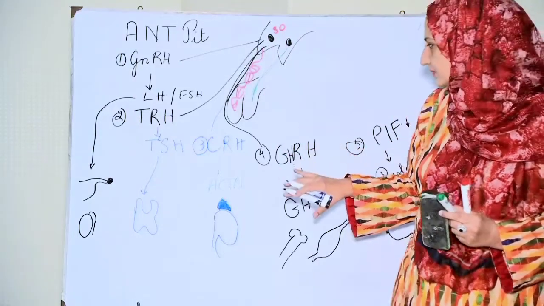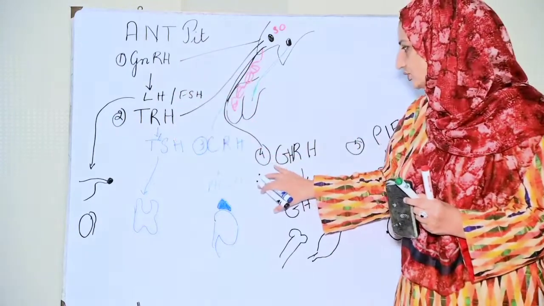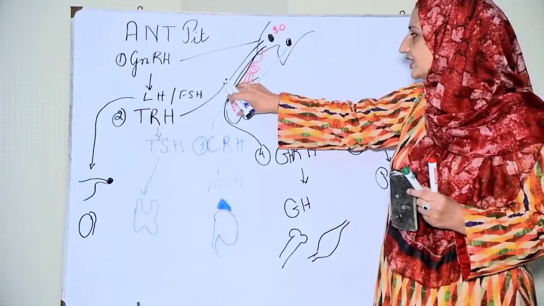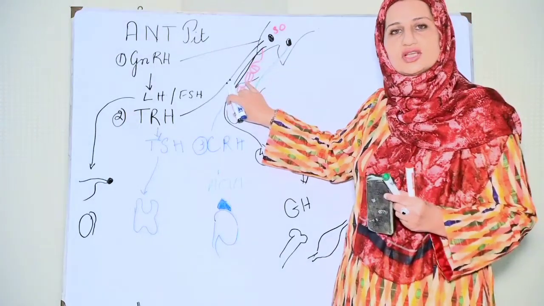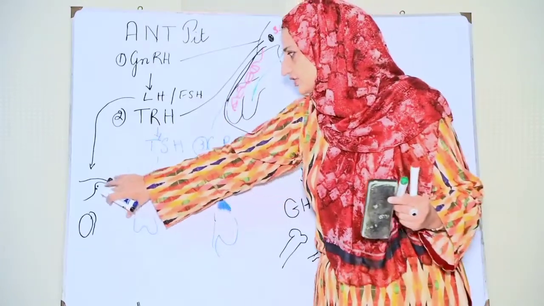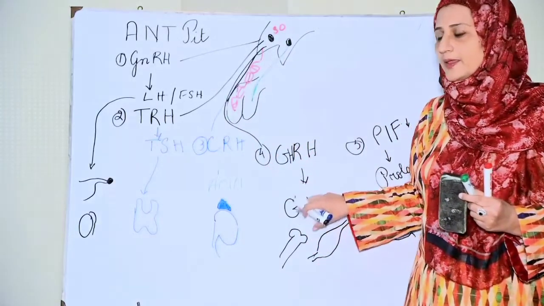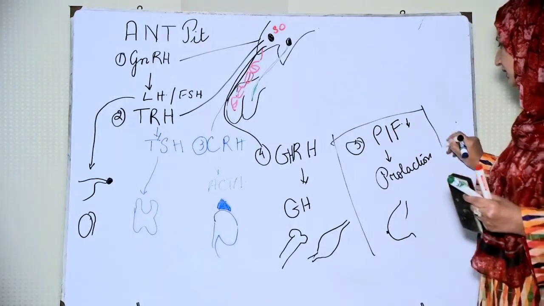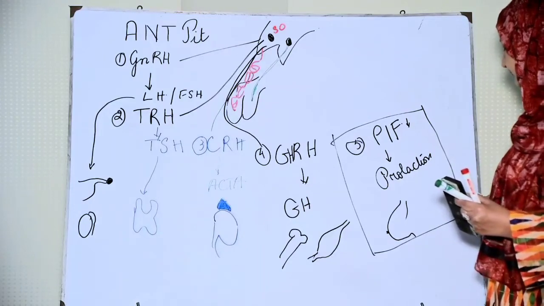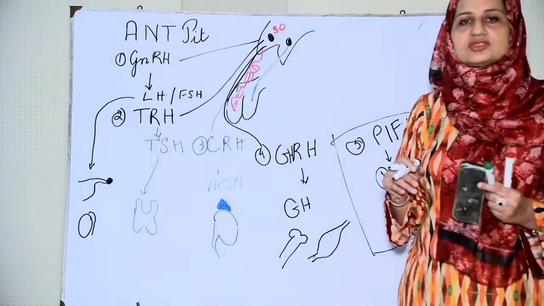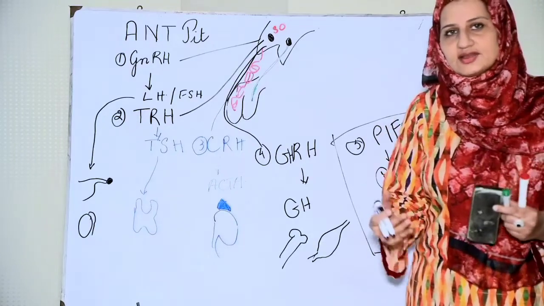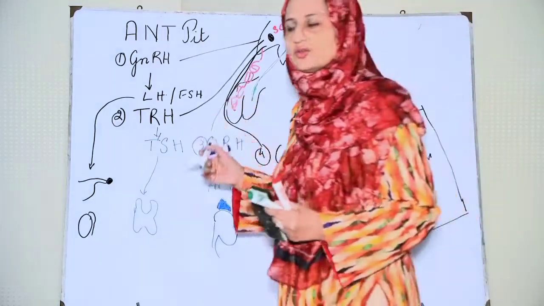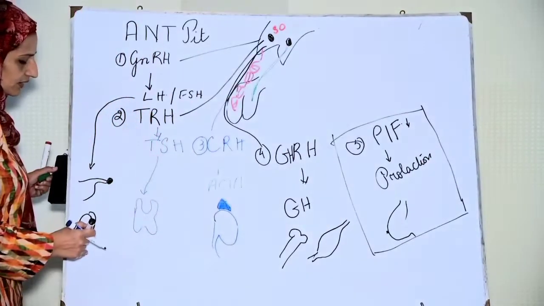Please remember, the first four I have talked about are trophic hormones. Trophic means they are responsible for the release of further hormones by the target organs which I have just drawn here. On the other hand, the last two are not trophic hormones, but substances which directly have effect on these tissues. So it's very easy. There's a mnemonic.